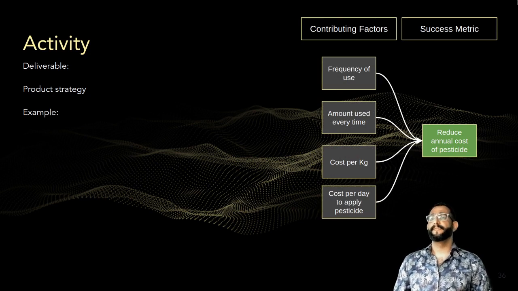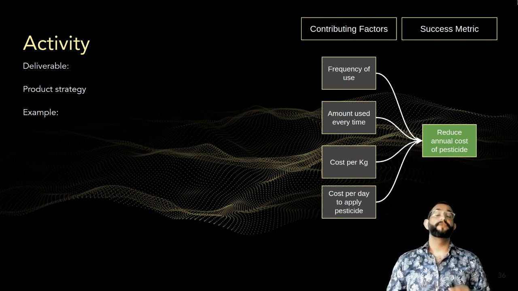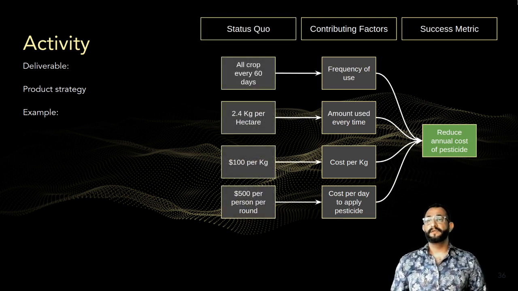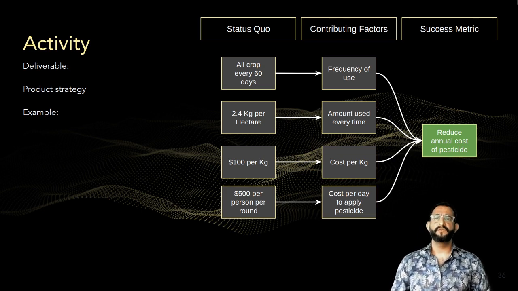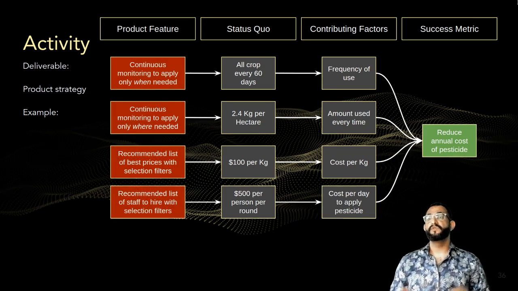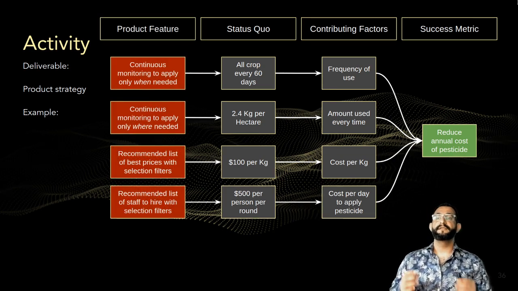Then hopefully again, from your discovery, you know that the important factors contributing to this are frequency of use, amount used, cost per kilogram, and cost of labor. Let's say that you also know the baseline value for each of these, so that you know what you're aiming for based on your conversations with the farmers. Next, you determine the product feature that can impact each of these dimensions. For example, for frequency, you might want to help the farmer by telling them when to apply pesticides rather than a regularly scheduled time period that they currently use.